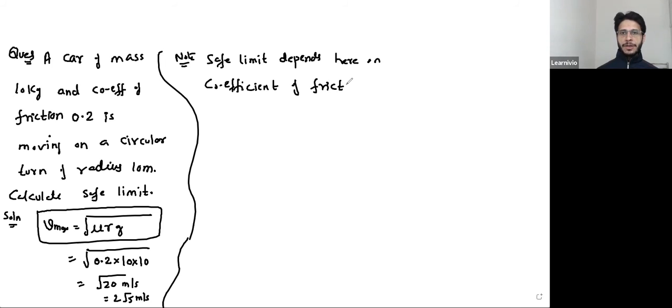Here, the safe limit depends upon the coefficient of friction, which is not very reliable, because this coefficient of friction keeps on changing continuously. See, the coefficient of friction between the road and the tire can decrease on a rainy day due to water. The road gets slippery, and due to that water, the coefficient of friction decreases. Even with regular use, the tire gets smooth, and the friction between the tire and the road decreases.